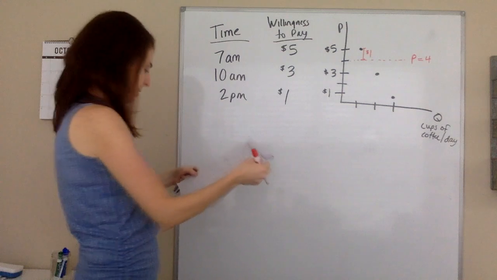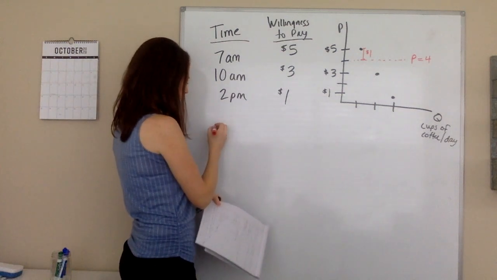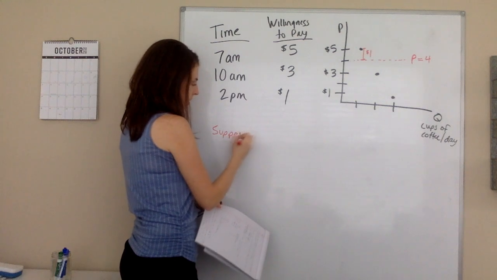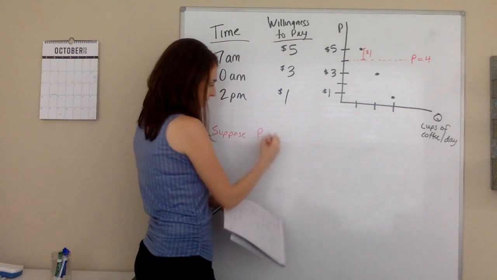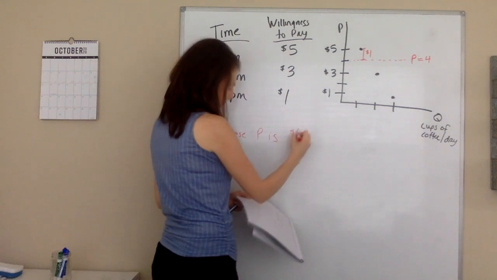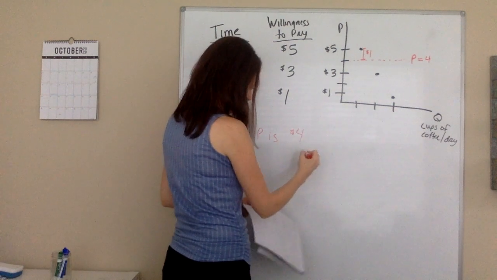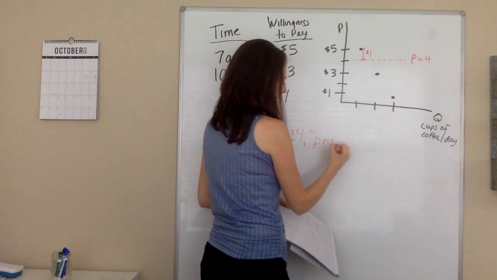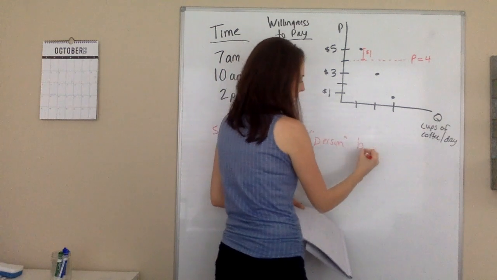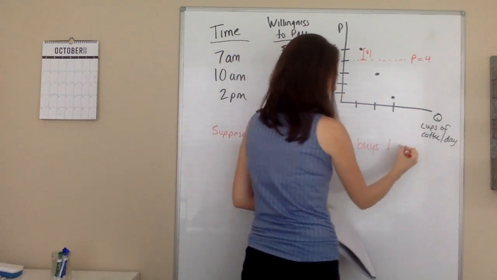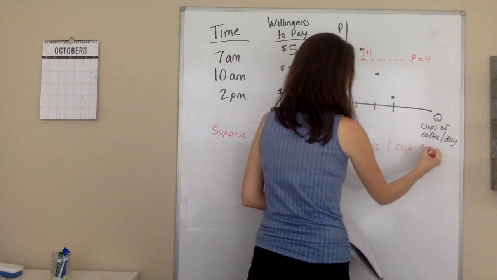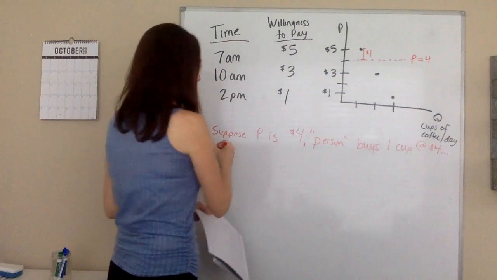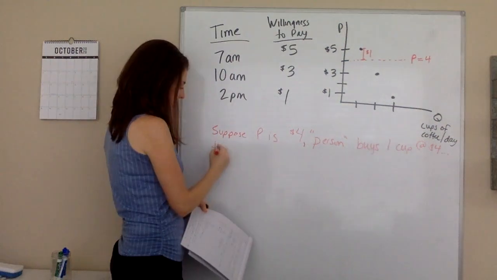So what this means is if we suppose the price is $4, this person buys 1 cup at a price of $4. They were willing to spend $5.